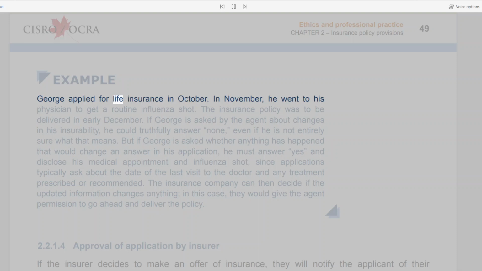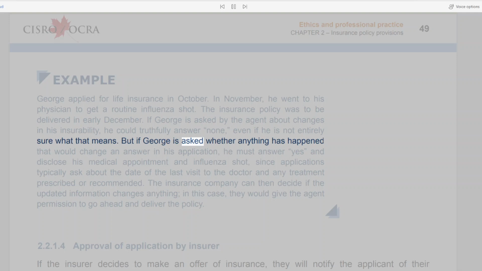George applied for life insurance in October. In November, he went to his physician to get a routine influenza shot. The insurance policy was to be delivered in early December. If George is asked by the agent about changes in his insurability, he could truthfully answer none, even if he is not entirely sure what that means.